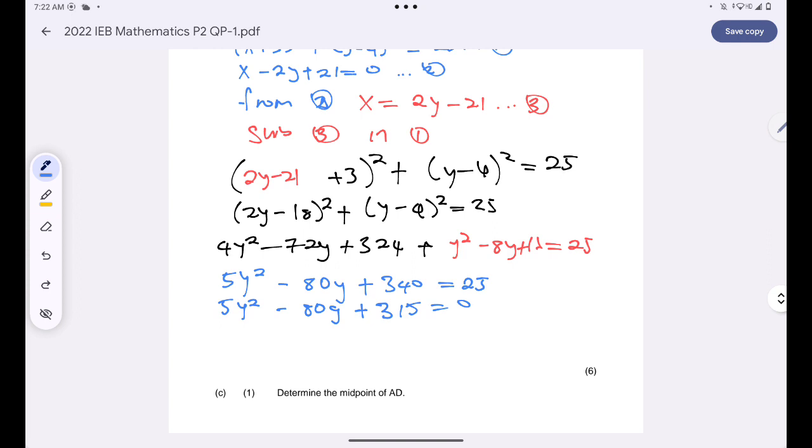I just need to divide everything by 5 over here. I'll have y squared minus 80 divided by 5, that's 16y, plus 315 divided by 5, that's 63. The factors of 63, that when I add, will give me 16. Which ones are those?